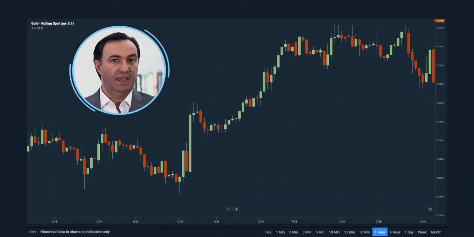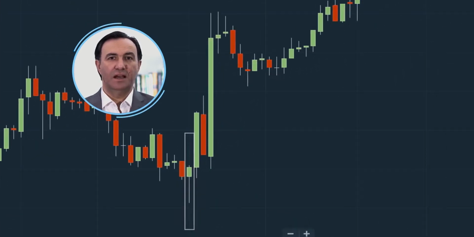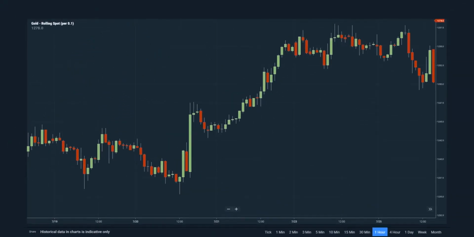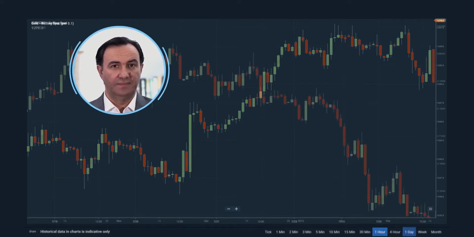Let's find a hammer first. This is an hourly chart of gold. We can see a classic hammer develops in a downtrend. The bulls have pushed back and the trend reversed. That's pretty clear. Finally, let's show you a shooting star.